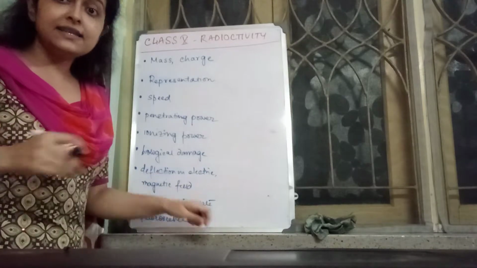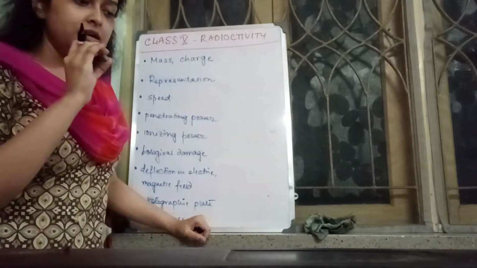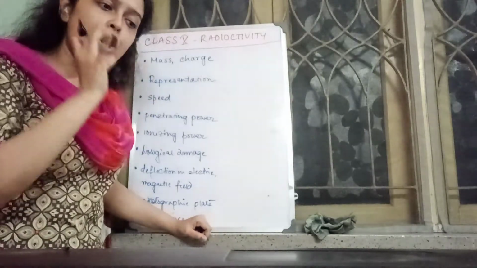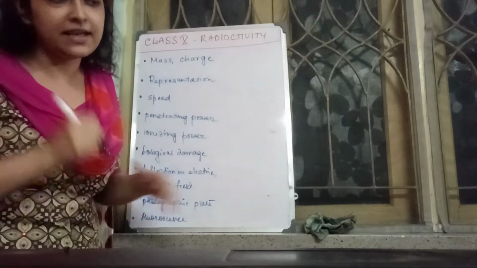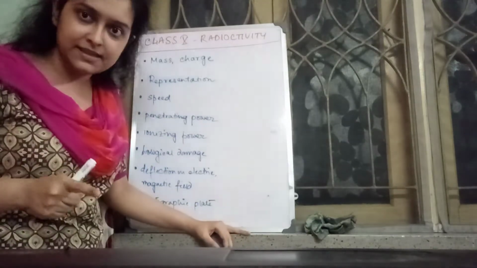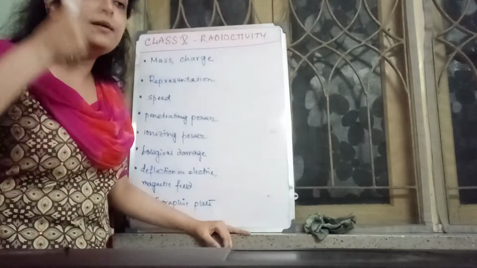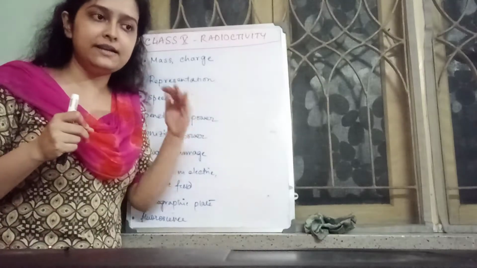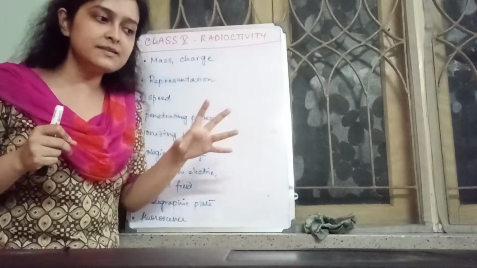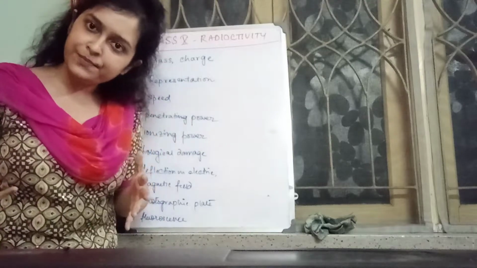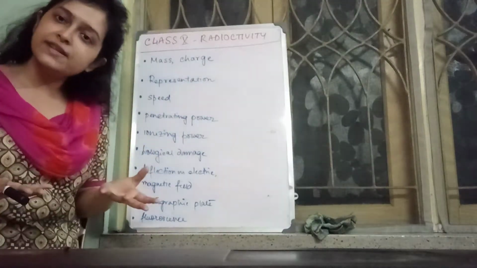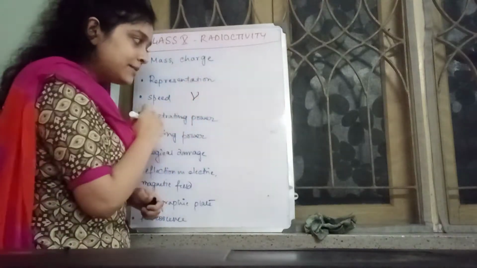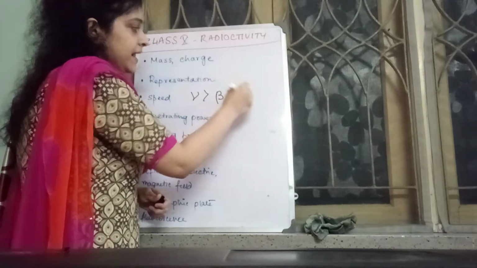Now, next is the speed. Gamma radiation is a type of electromagnetic radiation. What is a common property of all electromagnetic radiations? They all travel with the speed of light. The speed of light is considered to be the maximum, no other particle can beat it. So what is the speed? 3 × 10^8 meters per second in vacuum. Gamma radiations will also move with the speed of light. That means the speed of gamma is maximum, followed by beta, followed by alpha.